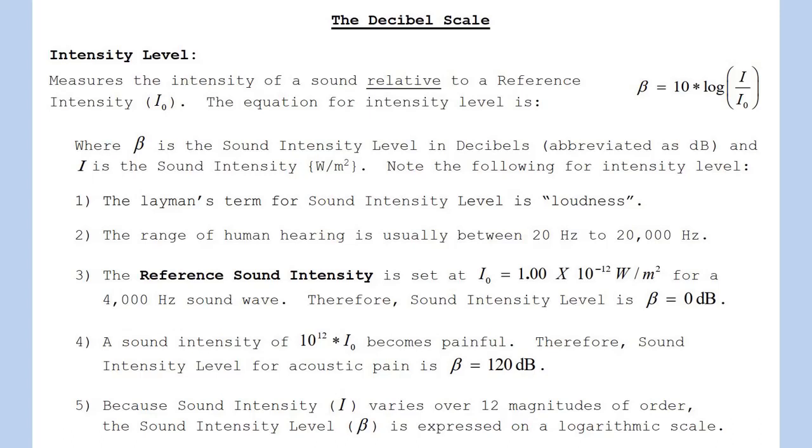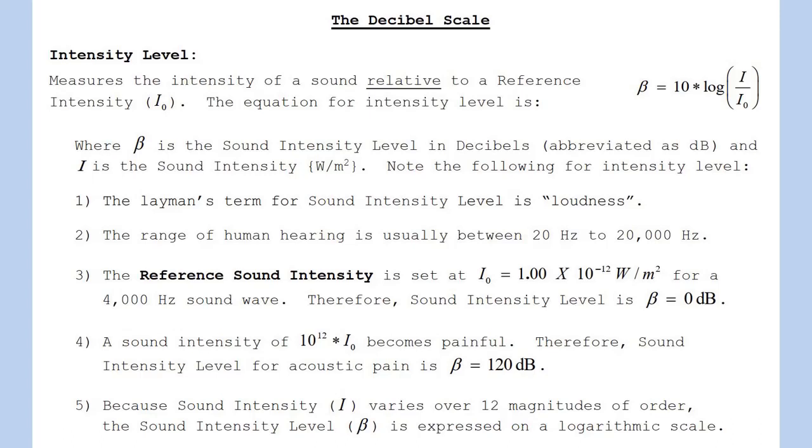So what we do is we come up with a new way of describing loudness with the sound intensity level, and this formula is able to take care of the logarithmic behavior of sound intensity. So here what we have is beta is the sound intensity level in decibels. We abbreviate that as dB, and I is the sound intensity, which is once again watts per meter squared. And note the following. The layman's term for sound intensity level is loudness. The range of human hearing is usually between 20 Hz to 20,000 Hz.